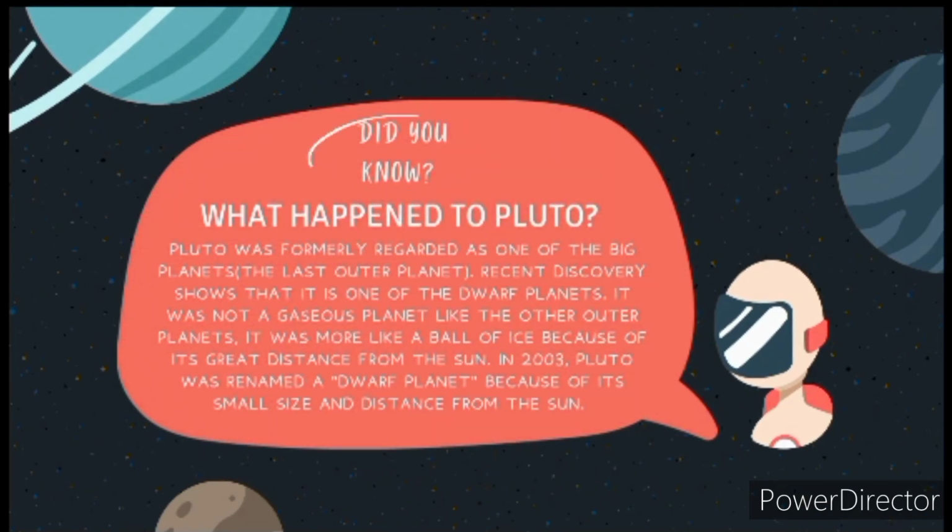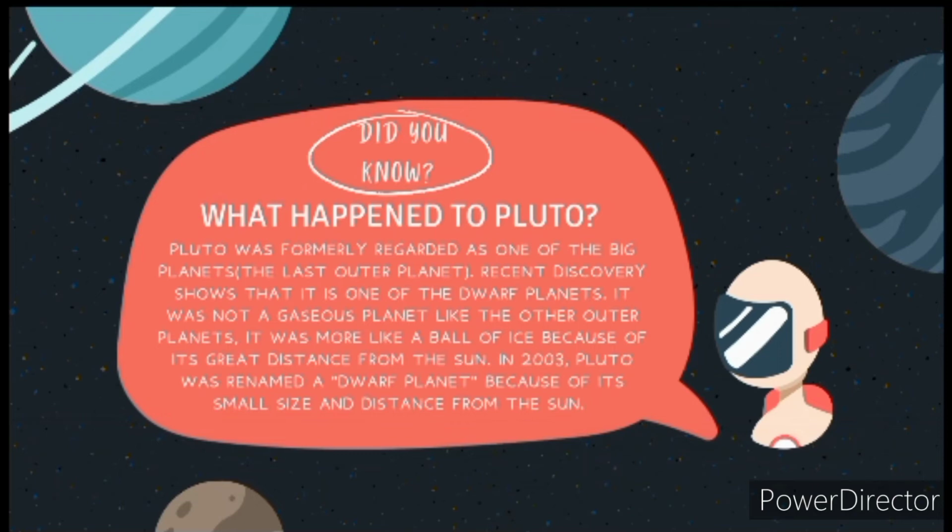Guess what happened to Pluto? Pluto was formerly regarded as one of the big planets. It was the last outer planet, actually. We have 4 outer planets. Pluto was one of these planets. But recently, discovery shows that it is not a big planet, but instead it is a dwarf planet.